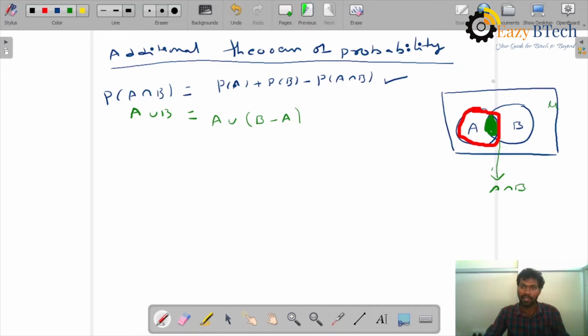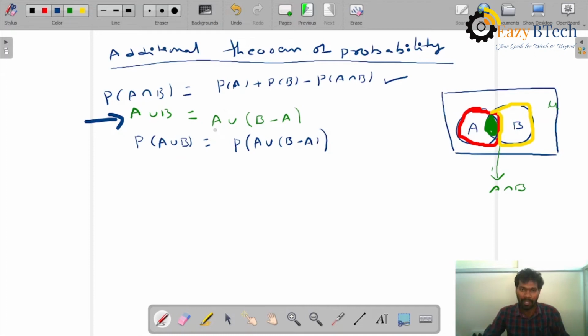That means this secondary part, this part. And A union (B minus A) gives you A union B. So I am applying probability on both sides. It becomes P of A union B is equal to P of A union of B minus A. Again I am explaining how A union B can be written as A union of B minus A.